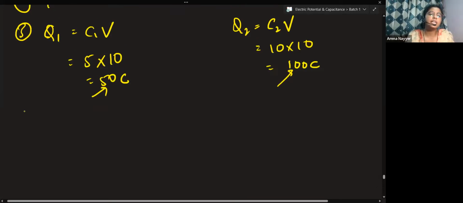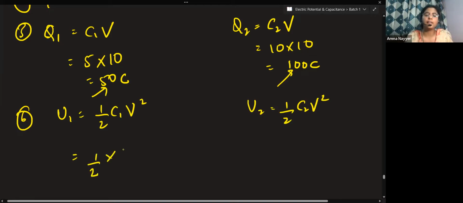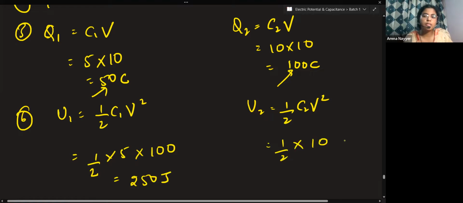See, energy in each. U1 can be given by half C1 V square. U2 will be given by half C2 V square. Potential will be the same and capacitance will be different. So C1 is 5, V square becomes 100. So 500 by 2 gives 250 joules. This is half, C2 is 10, V square is also 10 square, that becomes 100. So 1000 by 2 gives 500 joules.